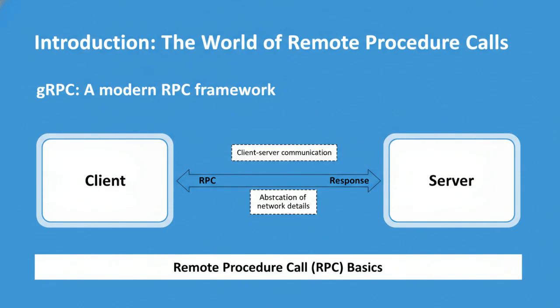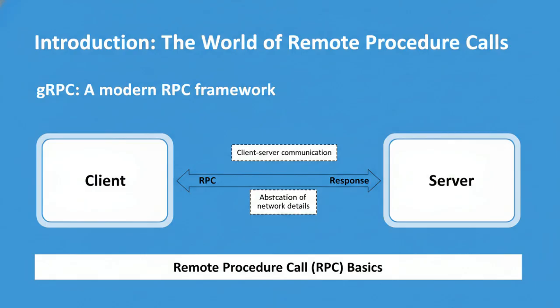Before we explore gRPC, let's establish the foundation: remote procedure calls, or RPC. At its core, RPC is about making a network request look like a local function call. It allows a program to execute a procedure in a different address space, often on a remote server, without the programmer explicitly coding the network interactions. Think of it as seamless client-server communication, where the complexities of network details, data serialization, and transport are abstracted away.